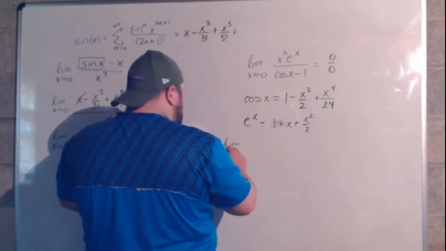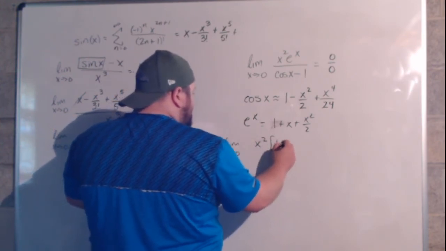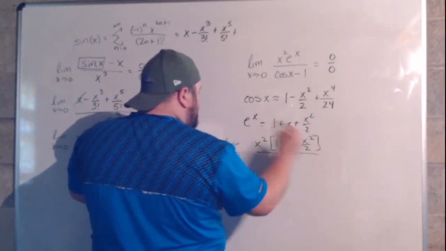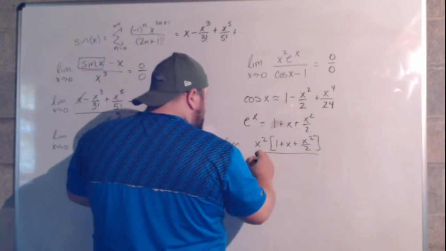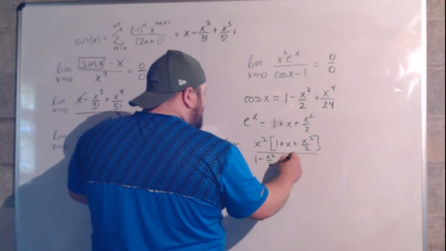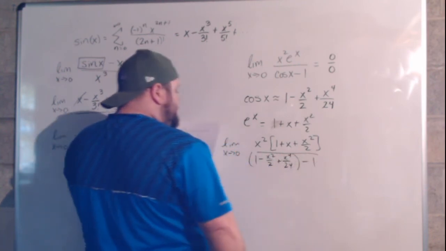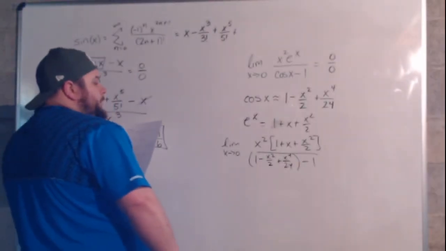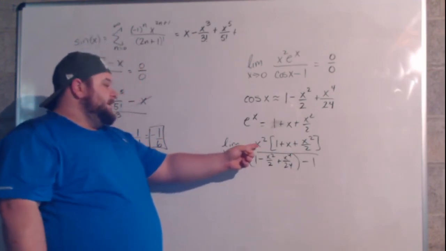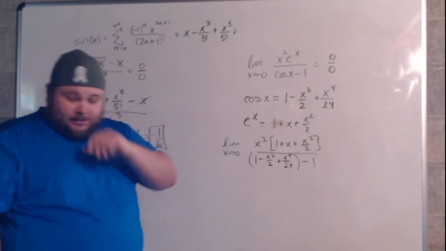So we have limit x approaches 0. We have x squared times 1 plus x squared over 2 all over 1 minus x squared over 2 plus x to the 4th over 24 minus 1. So again, your first instinct might be to multiply this x squared in everywhere, but that's actually not a good choice.